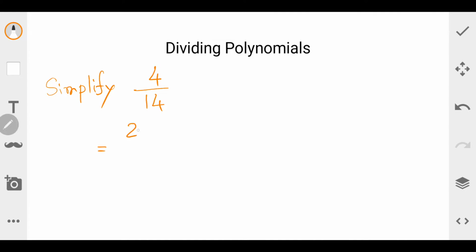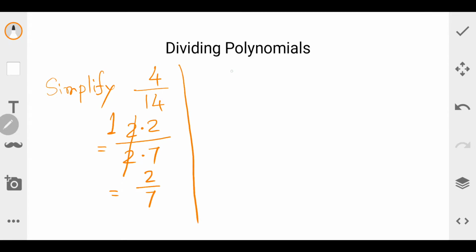So I'm gonna do 2 times 2 and I'm gonna do 2 times 7. We already did this, so you should know this already. And then I can cancel the 2's. If I cancel the 2's, that means I'm going to get a 1. And 1 times 2 is just 2, and 1 times 7 is just 7. That means I have 2 over 7, or 2 divided by 7. We already know this, right? Okay. So now let's look at a different scenario.